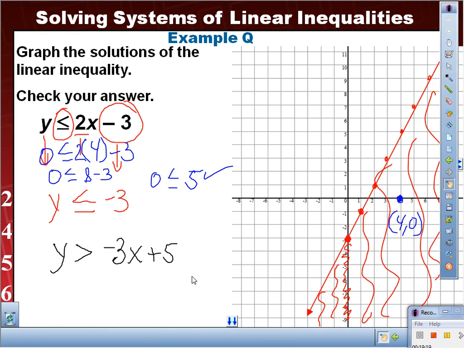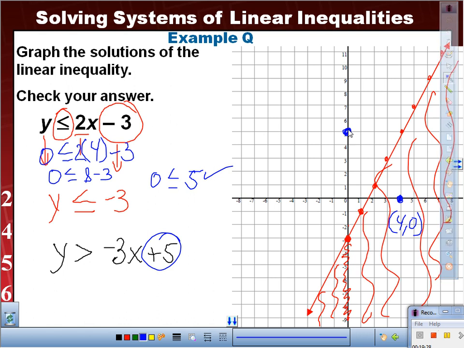All right, let's do this one together. Where do we start? I'm going to use blue for this one. I'm going to start at positive 5. There it is. What is my slope? 3 down and 1 to the right. 1, 2, 3, 1 to the right, repeating. Okay. Let me sketch my line.